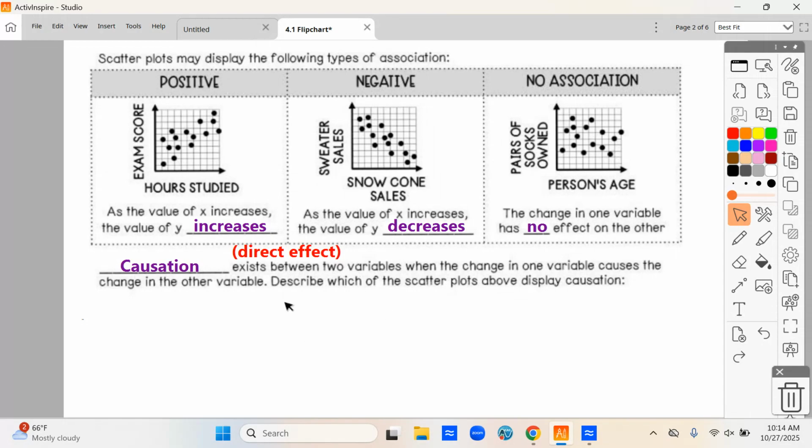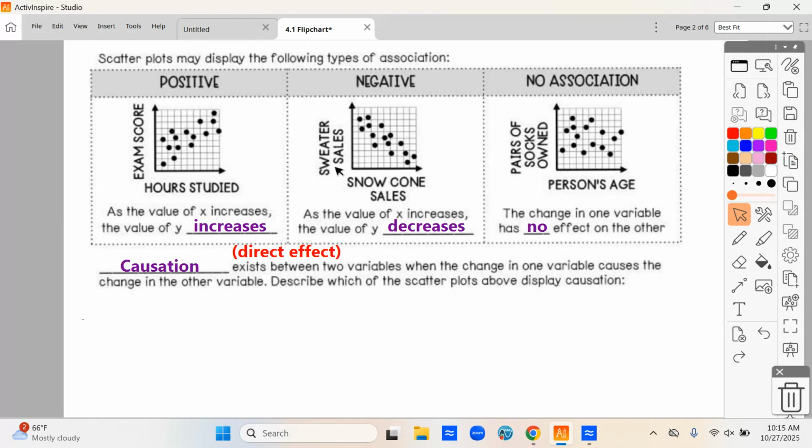So when we look above, it says describe which scatter plots above show causation. We read our variable and we say, does this person's age directly affect the pairs of socks they own? No, obviously not, right? Your age does not directly affect the number of socks you own. Do snow cone sales directly affect sweater sales? Well, when we think about the words direct effect, we know they have a relationship.